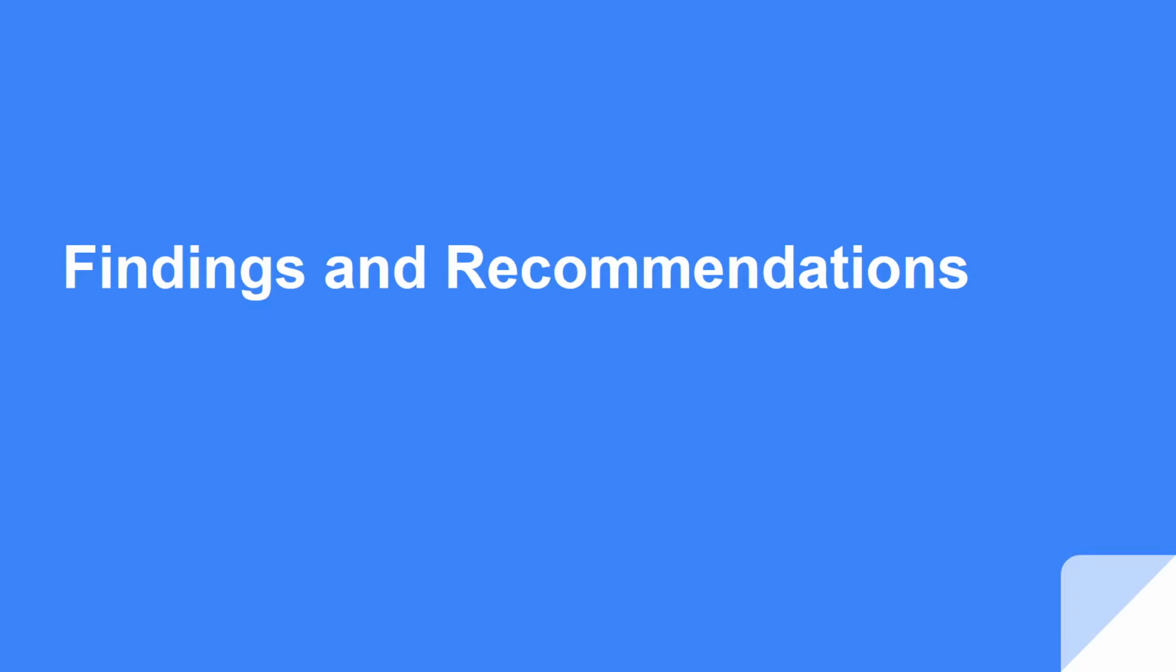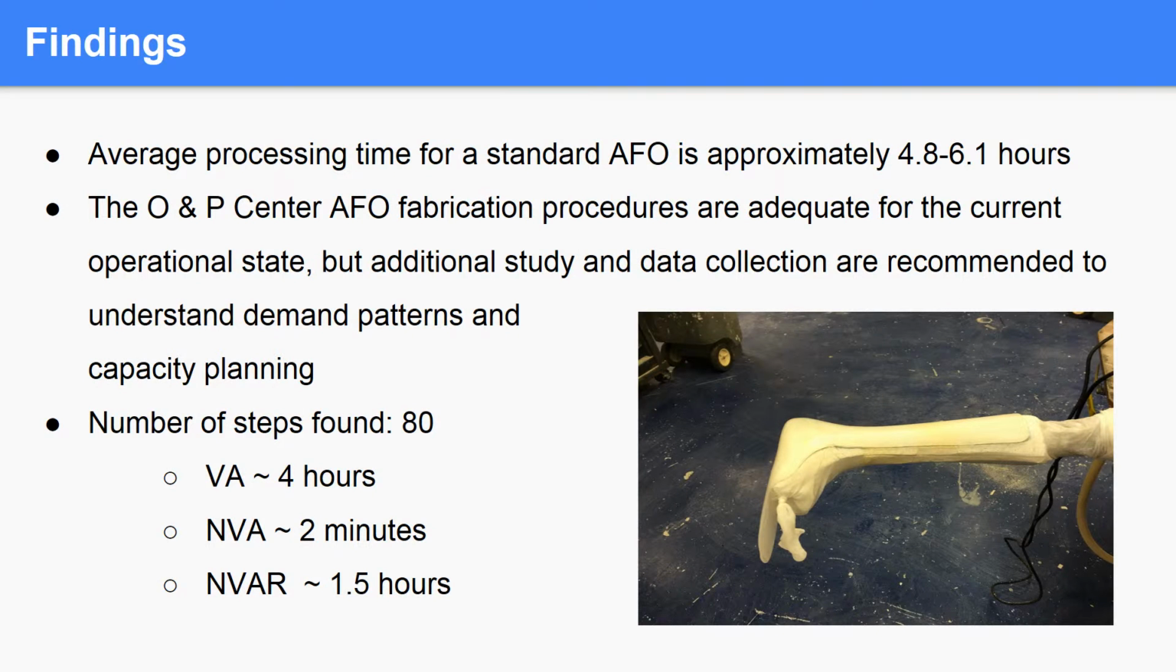We would now like to introduce you to our findings and recommendations based on this study. According to the analysis completed in this project using methods from our IOE 463 course, we determined that the average processing time for a standard AFO is approximately 4.8 to 6.1 hours. The Orthotics and Prosthetics Center AFO fabrication procedures are adequate for the current operational state, but we suggest additional study and data collection. According to our methods analysis, we determined that there are 80 steps for the entire process.